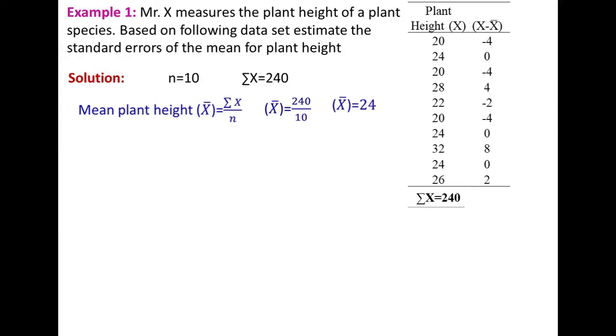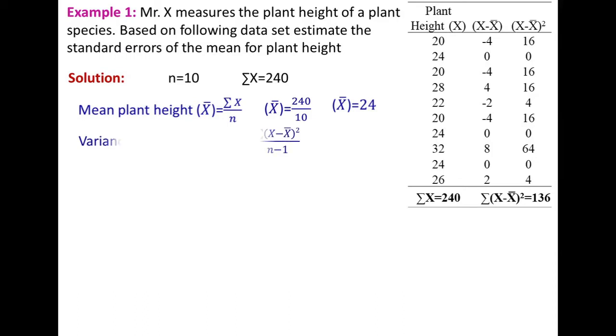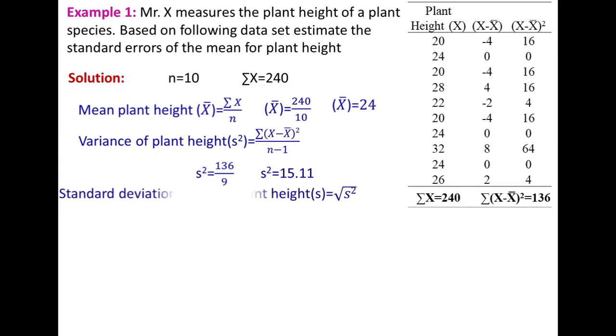In the next column, the deviation of the mean plant height from the actual heights will be mentioned, followed by the squaring of this deviation. The total of these squared deviations is 136. Now we can calculate the variance of plant height by using this formula. The variance, or S square value, is 15.11. To measure the standard deviation of plant height, we have to calculate the square root of the variance, and the square root of 15.11 will be 3.887.